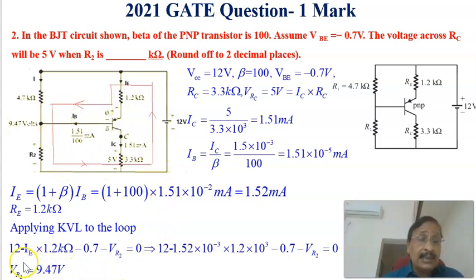In that case, we have to substitute IE, which is already found as 1.52 milliamperes, in this equation. And the only unknown is VR2, which we can find out. From this equation, we get VR2 equal to 9.47 volts. The voltage at this point is equal to 9.47 volts. We'll see the continuation of this in the next slide.